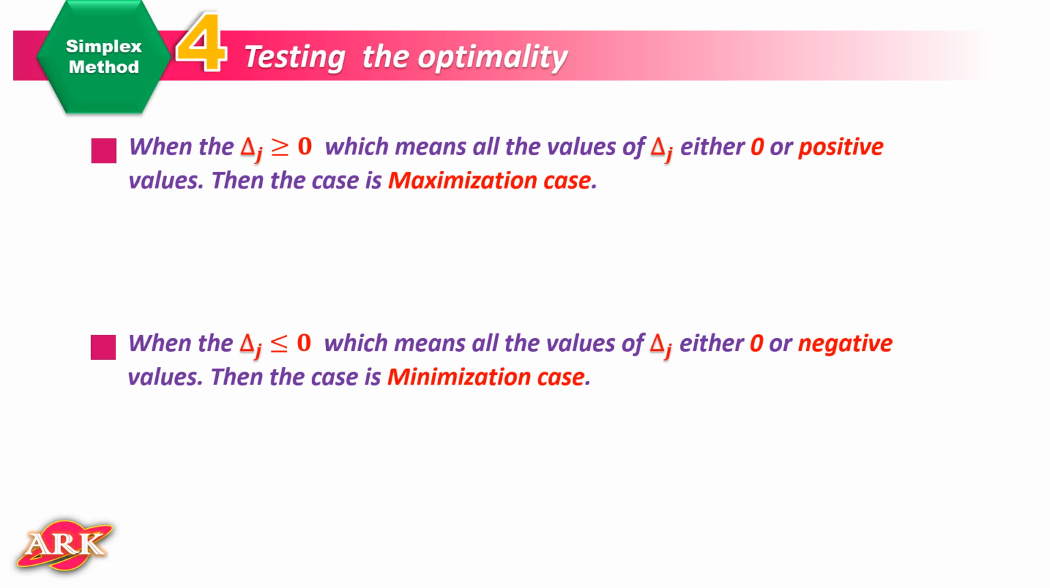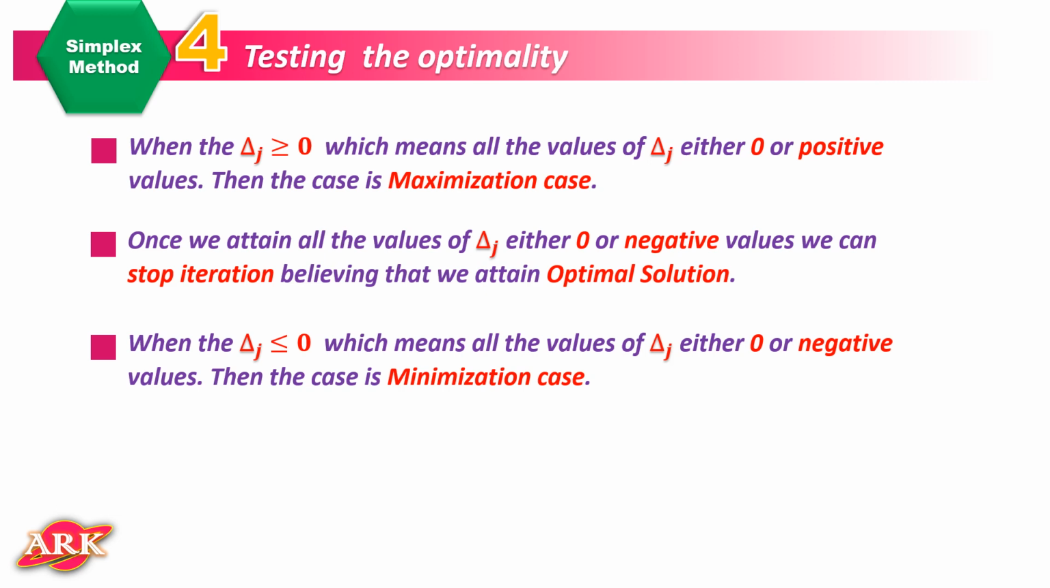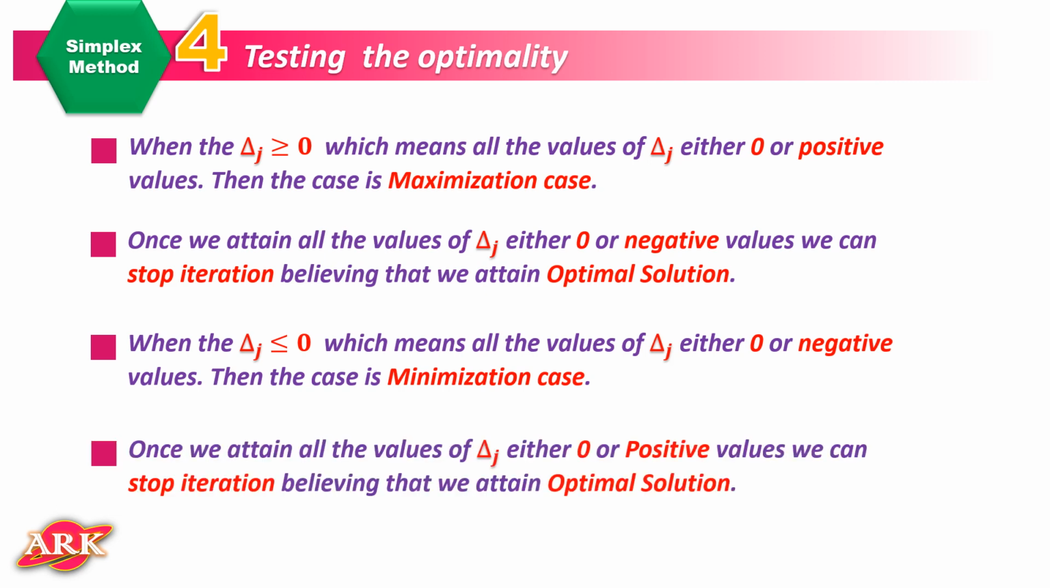How can we conclude that we have arrived at the solution? So here is the condition. Once we attain all the values of delta J either 0 or negative values, we can stop the iteration, or we can stop the process of solving, believing that we have obtained the optimal solution. Similarly, when we obtain all the values of delta J either 0 or positive values, we can stop the iteration believing that we have obtained the optimal solution in the minimization case. The upper one was for maximization and this is for the minimization case. These are the testing conditions for optimality of the solution.